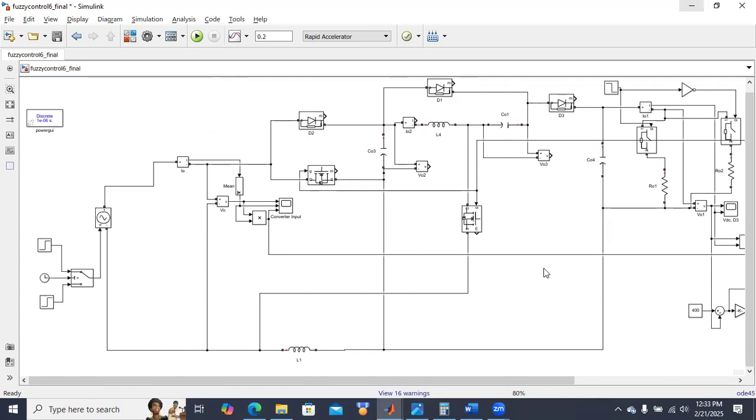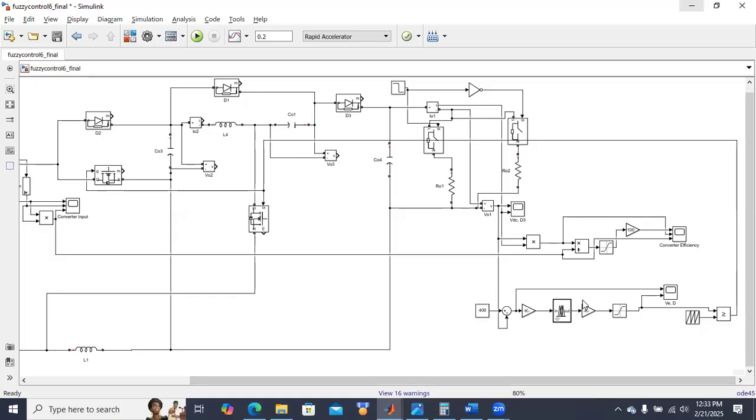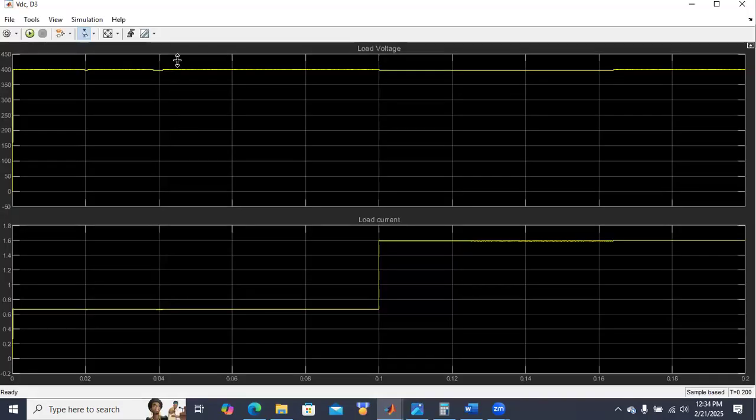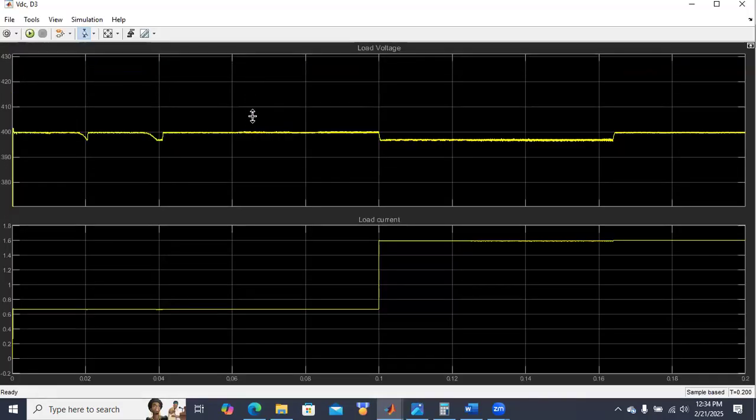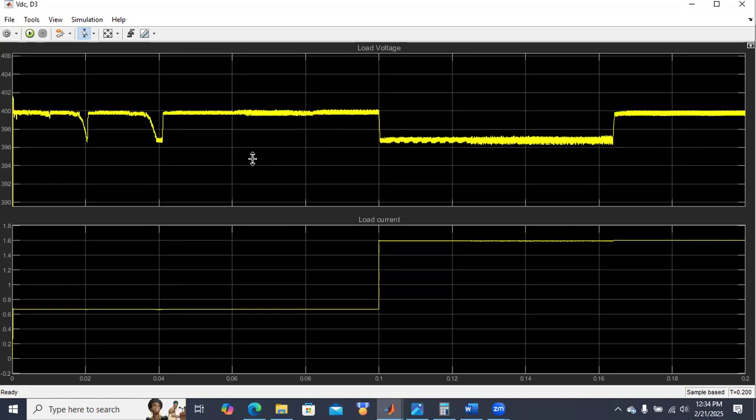So here if you see, using the fuzzy logic controller, the sample time is reduced, the peak overshoot is very less, and settling time is very less, and also the voltage ripples are very less. Steady state error is also very less. The difference between the reference voltage and the measured voltage is the steady state error. Here if you see, it is around 400 volt.